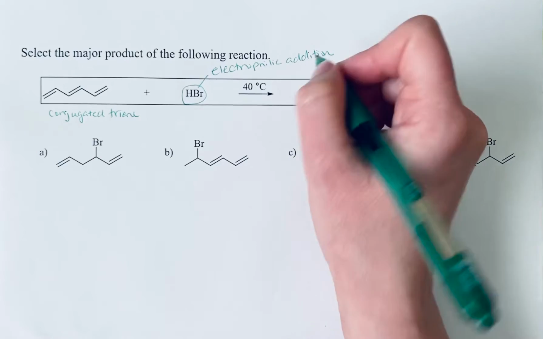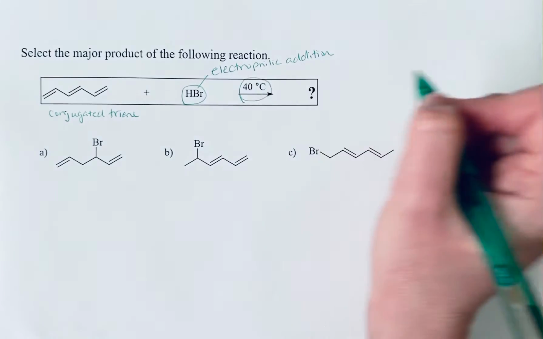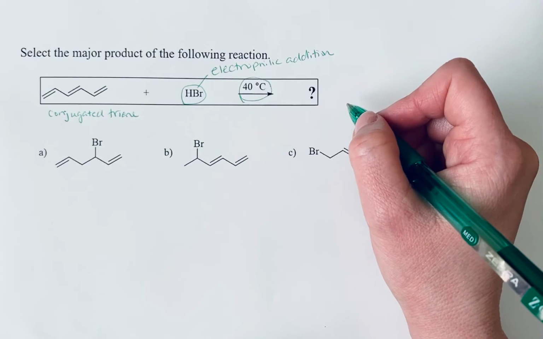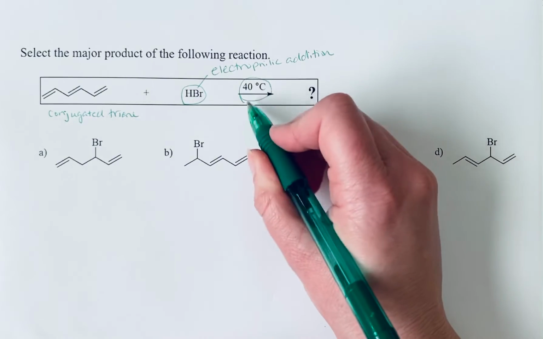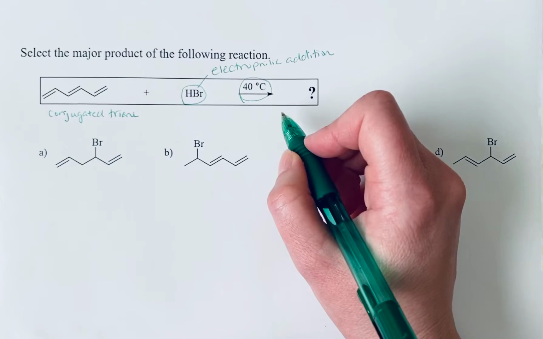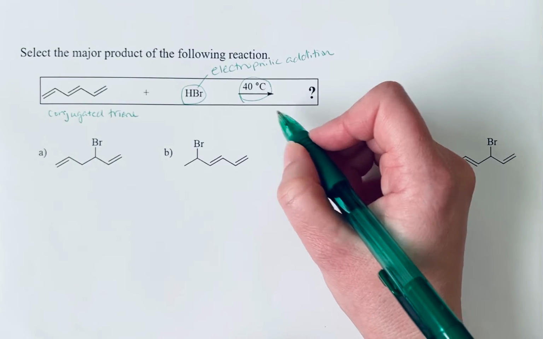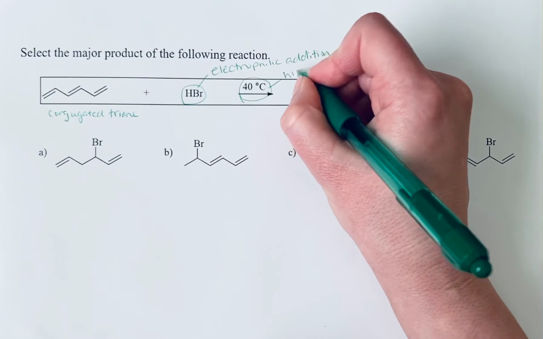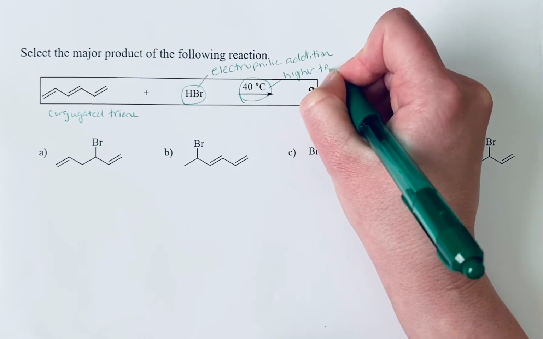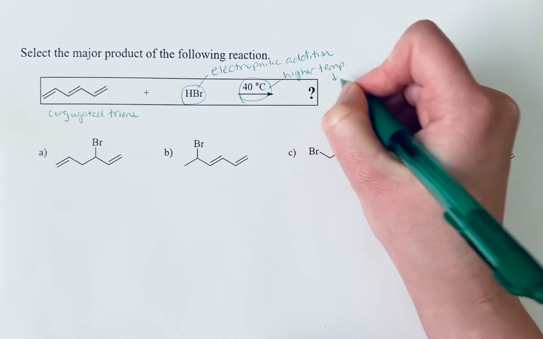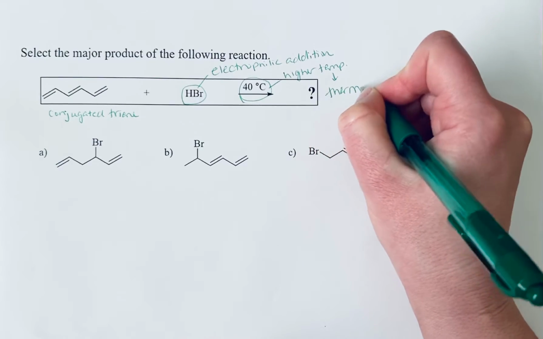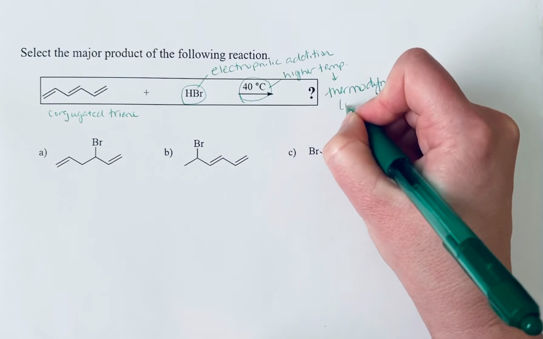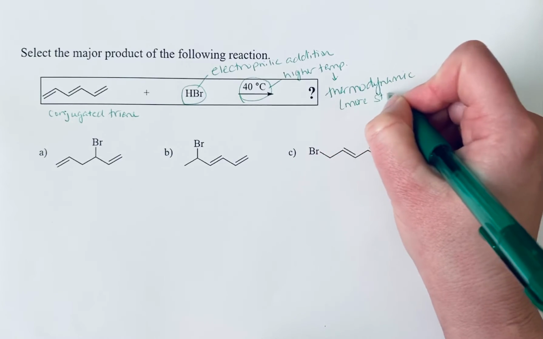And the other hint we have here is the temperature, 40 degrees Celsius. When you're looking at these reactions in your textbook, you'll see temperatures around 40 degrees and then temperatures in the range of -80. So this 40 degrees Celsius is our higher temperature for this reaction. And this is the temperature that leads us to the thermodynamic or more stable product.